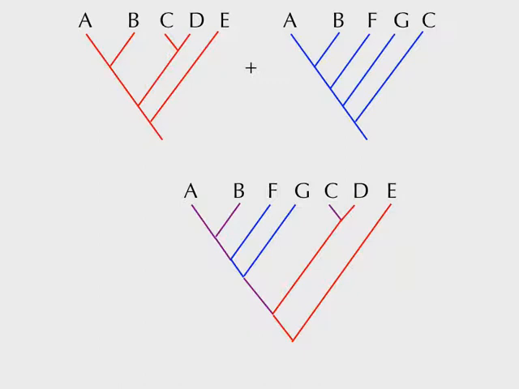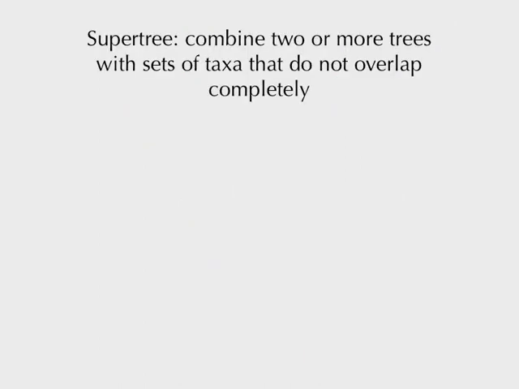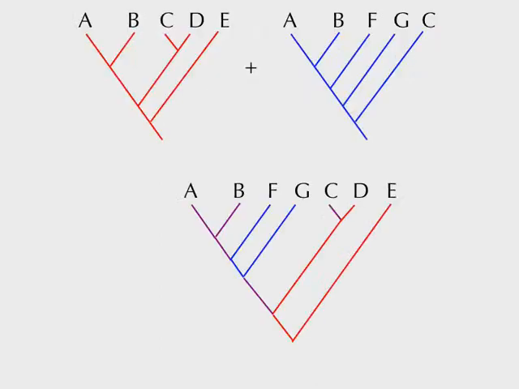this is an approach called the supertree approach. This allows you to combine two or more trees if the sets of taxa do not overlap completely. If the sets of taxa overlap completely, it's a consensus approach. But here, and this is nice because people are making individual trees, I make a tree of vertebrates, you make a tree of mammals that has better sampling than mine. You can merge them together using the supertree approach. Now, this particular one is easy because they don't conflict. But they can conflict, so there are ways of dealing with that.